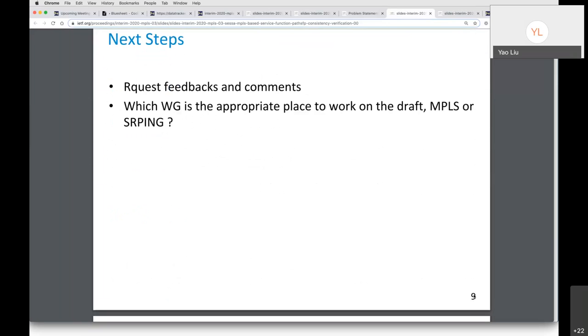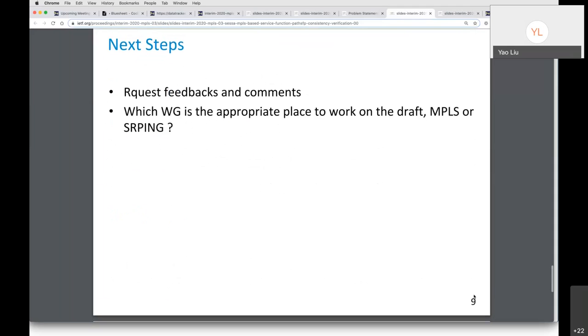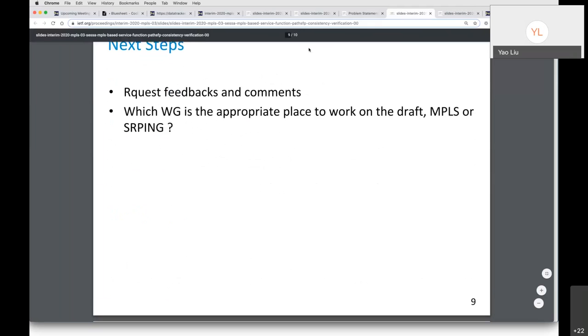And we request feedback and comments. And we would like to ask the chairs for some advice about which working group is an appropriate place to work on the draft, since there is some overlap, MPLS or SRIM. And thanks.